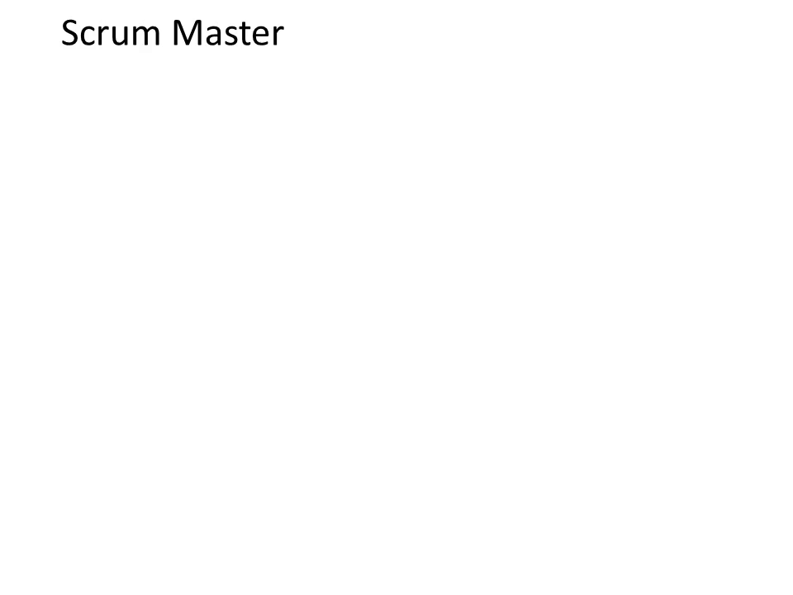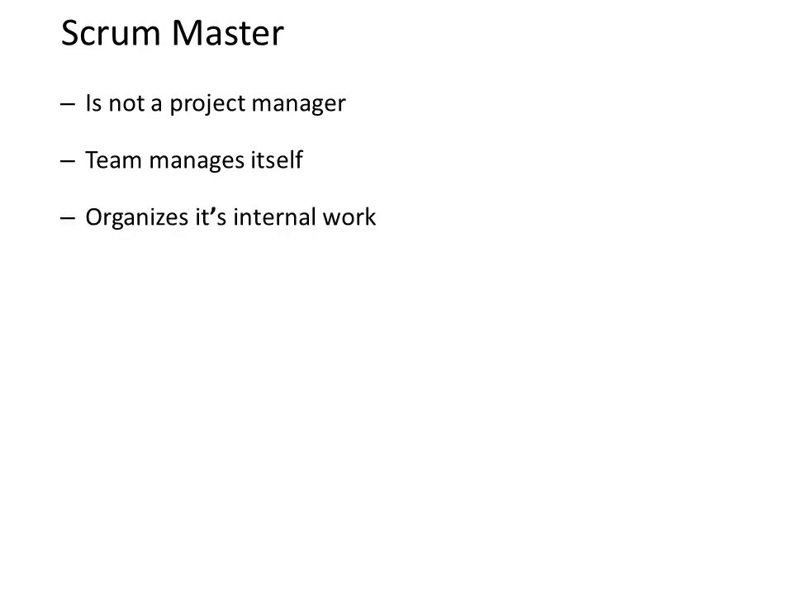So let's look at some of the things the Scrum Master is and is not. So he's not a project manager as in the traditional sense of the word. He's not managing the team. The team is actually managing itself, or at least in the beginning, though there might be some level of hand-holding, but the end objective is a self-managed team.